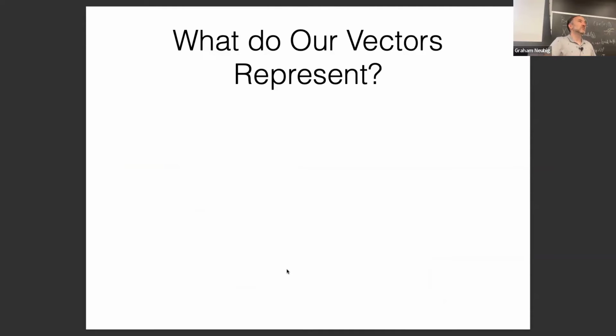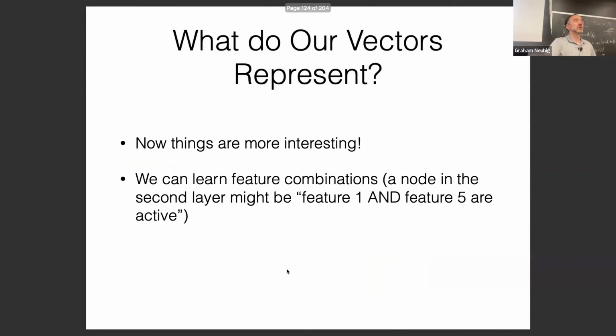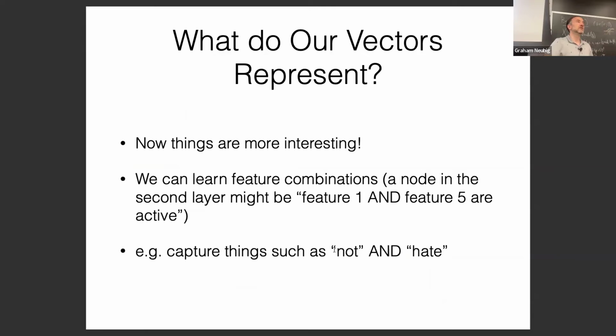Okay, so what do our vectors represent nowadays? We can learn feature combinations. For example, a node in the second layer might be that feature 1 in the word embedding and feature 5 are active. And if feature 1 indicates a negation word, and feature 5 indicates a very negative sentiment word, this could capture things such as "not" and "hate" are included in the input. And so this means that you can combine together counts of different types of words, basically anything like this.